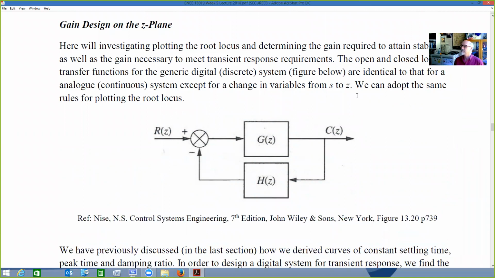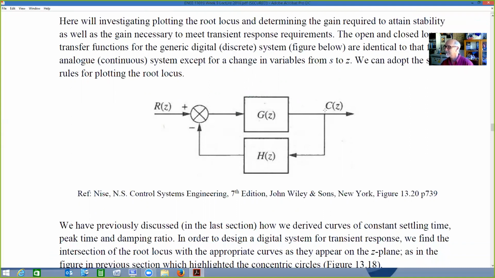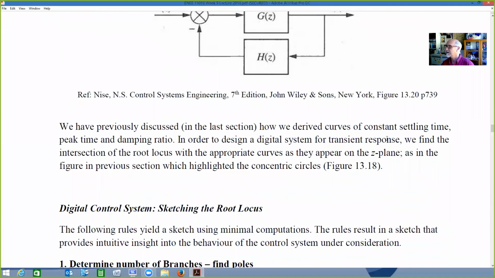The open and closed loop transfer functions for the generic digital or discrete system, given below in that little figure, are identical to that for an analog or continuous system, except for a change in the variables. Obviously, we're dealing with S with the analog system and Z with the digital system. Now, we can adopt the same rules for plotting the root locus. There's nothing new there. As I say, these processes generally translate across.